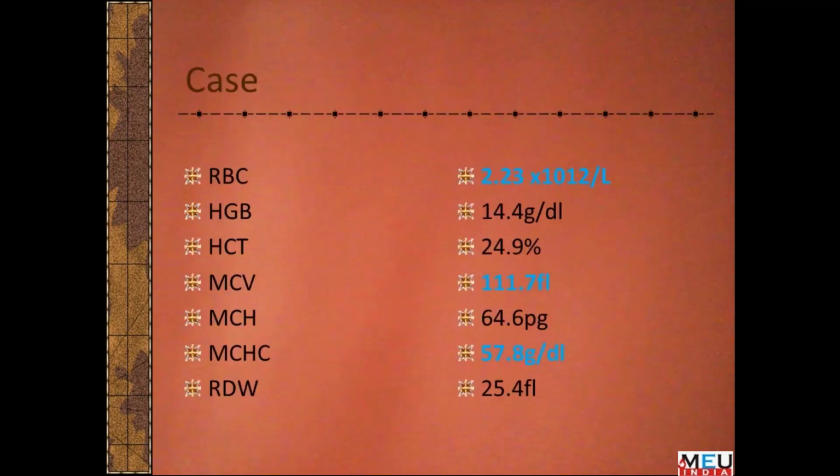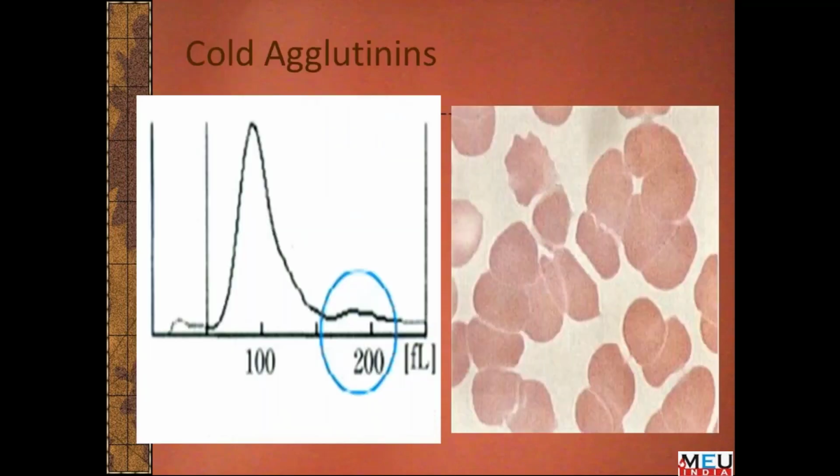Then sometimes in cases of thalassemia, or not only thalassemia but also cold agglutinins, what happens in cold agglutinins is that the RBCs clump with each other and form large clumps, and they form abnormal peaks along the entire histogram.